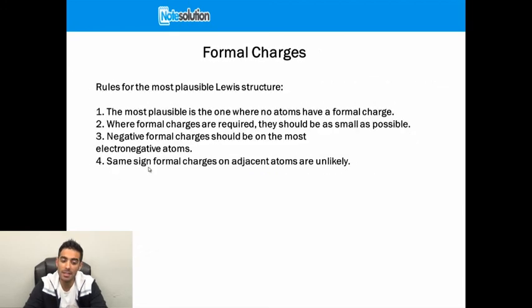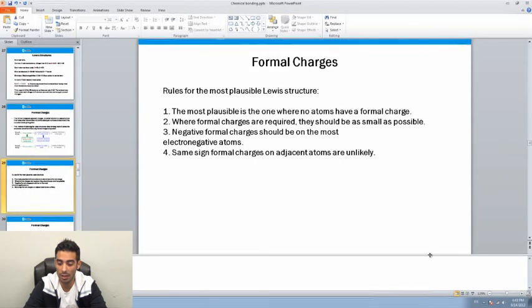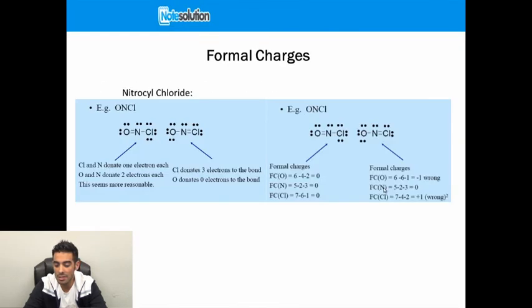And finally, same sign formal charges on adjacent atoms are unlikely. Now this one does not actually relate to us, because nitrogen over here has 0, and this one has plus, and this one has minus. But as you could see, the first scenario over here agrees with 3 of the rules that are given for formal charges, while the other one does not agree with any of the rules for formal charge. So this is how you decide which sort of configuration or structure is the most reasonable structure.